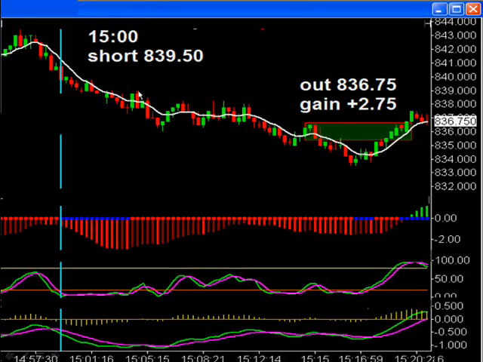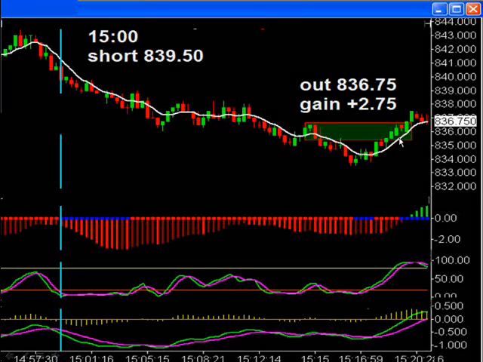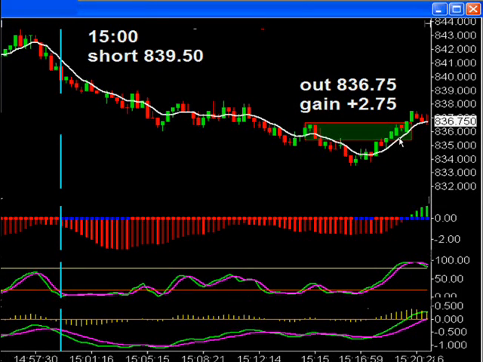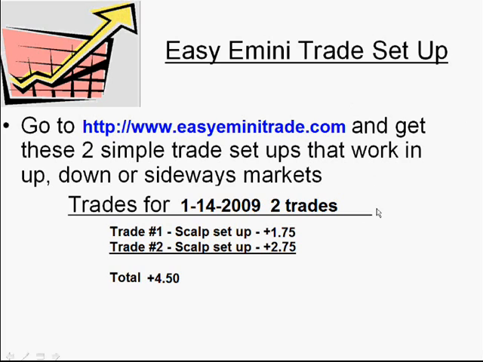So I used my trail stop method for exit. I would put my stop here. As it's moving down, I would put my stop here, move my stop to here, move my stop to here. Pretty much it stayed straight across. And usually what I do is I go one tick above that pivot bar. So I got stopped out actually over here at 836.75 for a gain of 2 3/4. So anyway, those are the two trades that I took today. I had a gain of 1 3/4 and 2 3/4 for a total of 4.5.